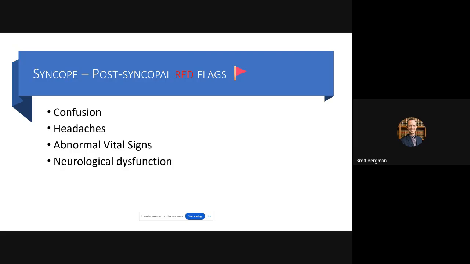If they have a bad headache, that's abnormal. If their vital signs are weird, they're still hypotensive, they're really tachycardic, those are also odd. You shouldn't be having that in that kind of post-syncopal phase. And any type of neurologic deficit is going to really raise alarms for you that you need to be expediting the care on this patient.